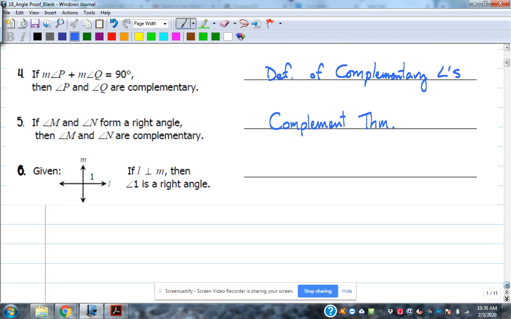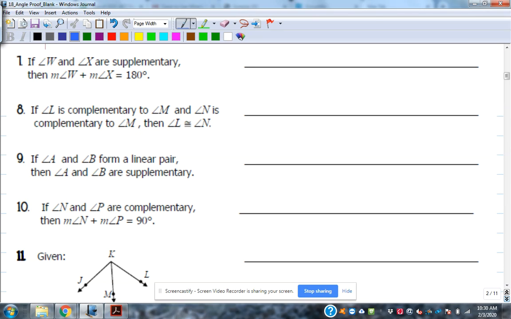Number 6. There's our picture. If line L is, what's the upside down T mean? Perpendicular to line M, then angle 1 is a right angle. Definition of perpendicular. So definition of, and I'm going to write out perpendicular on this one. All right. Not too bad. Just a lot of stuff in here.